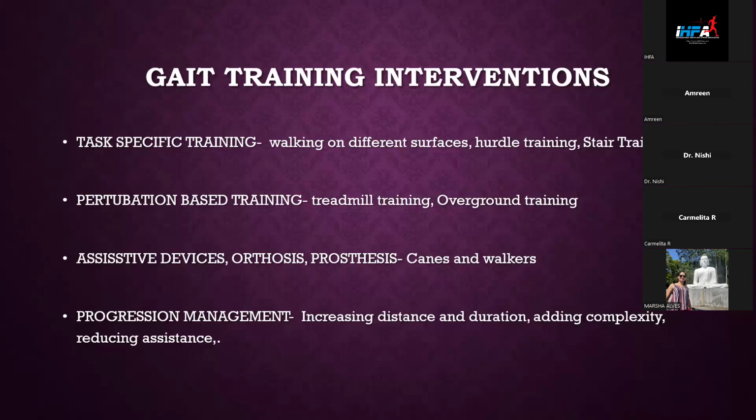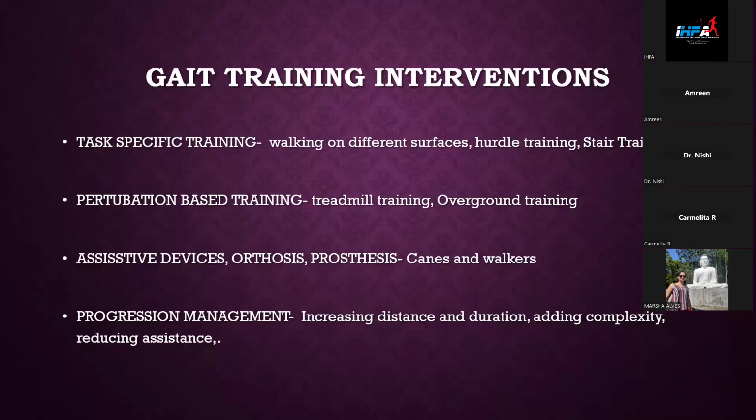Third is the assistive devices. Patients who have less muscle strength, or have undergone some joint replacement surgeries, or have balance issues, you can always give them canes and walkers to make them more independent and improve their gait pattern. For progression, you can increase the walking distance and the duration, also add complexities and reduce the assistance.